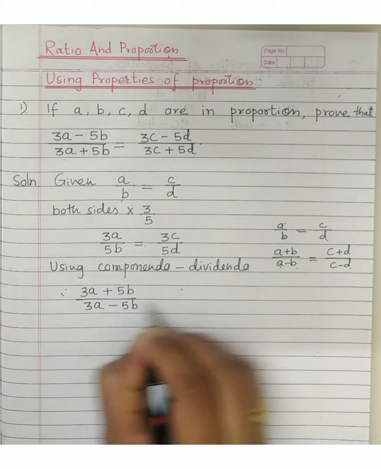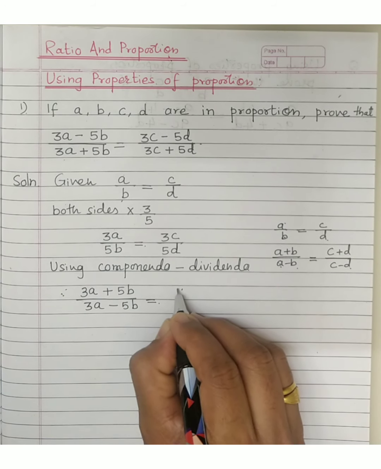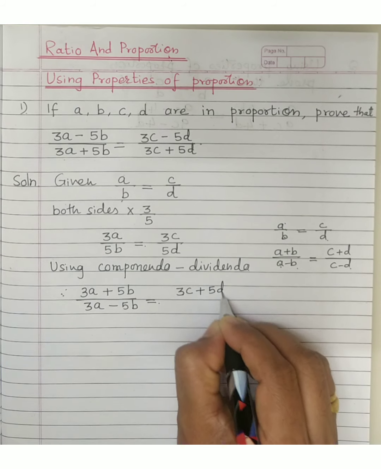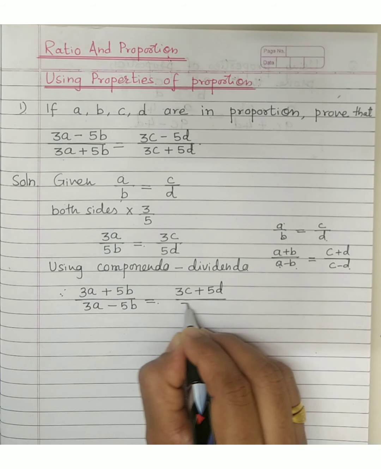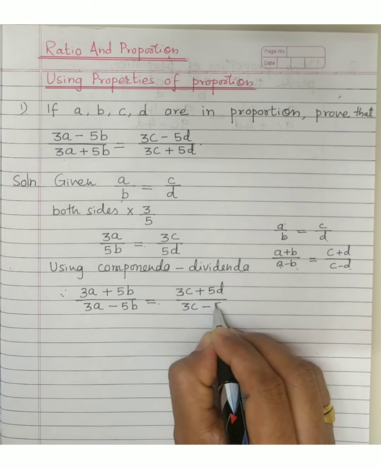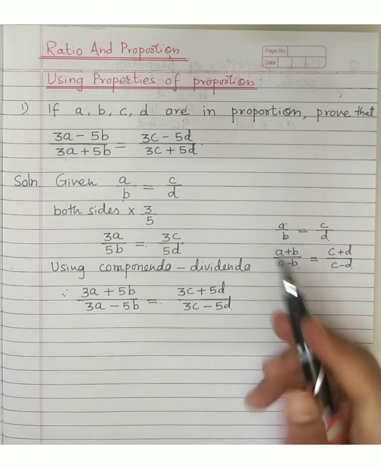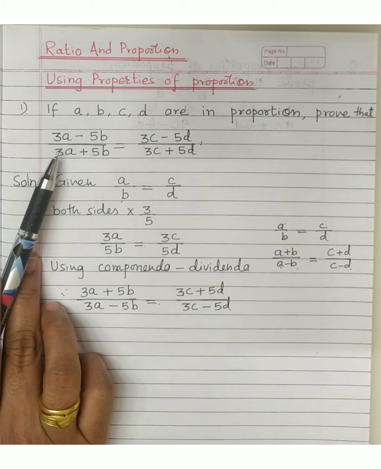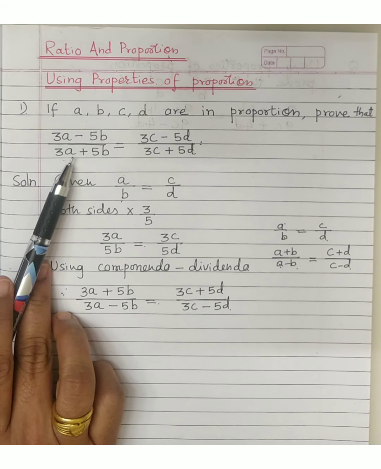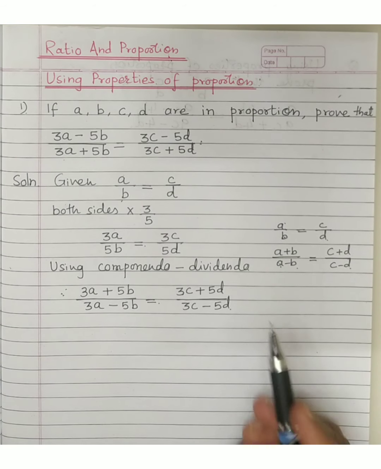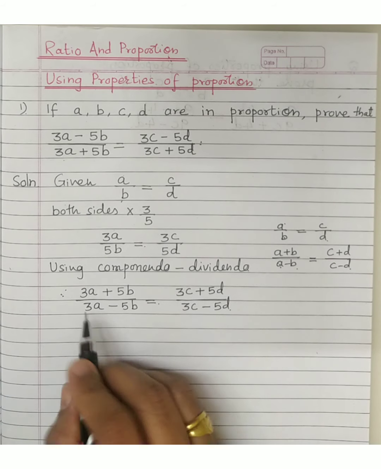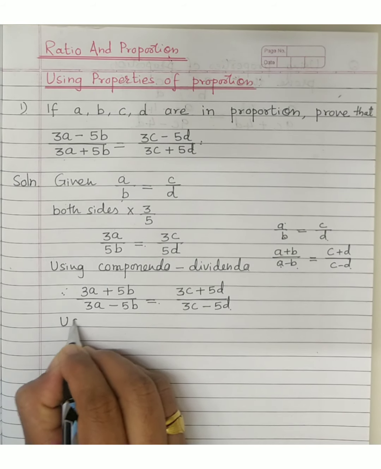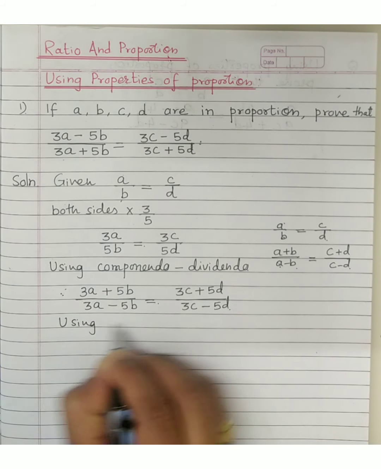Now the picture is more clear to you. On the right side don't forget to apply (3C plus 5D) upon (3C minus 5D). Now look at what you need to prove. You need to prove 3A minus 5B in the numerator and 3A plus 5B in the denominator. So one more property we have learned, you can use invertendo. So now what you will be using? Using invertendo.